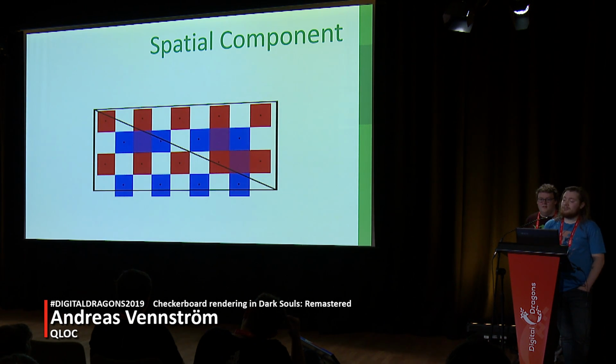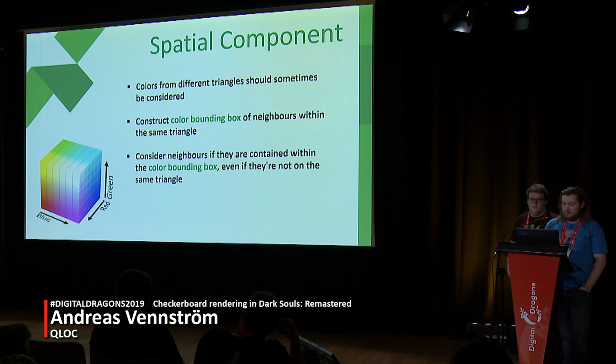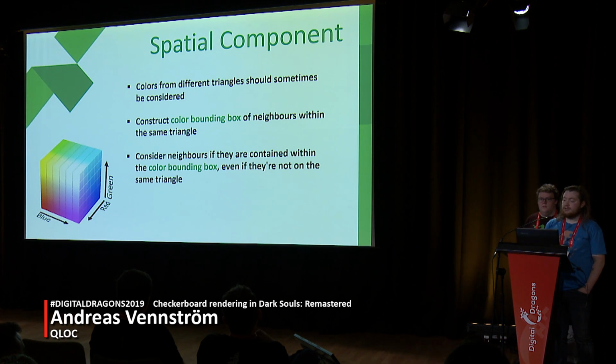Because we strictly follow the rule of matching triangle IDs, this will give us a false hard edge along this object, even though the rendered color on either side wouldn't produce that edge. So the problem is that we sometimes want contribution from neighbors who are not necessarily inside the same triangle as the missing sample. This can be resolved by constructing a color bounding box of all neighbors within that triangle, and then testing whether the remaining samples are contained within that bounding box. And just to clarify, this is a bounding box of the neighbors' colors rather than their coordinates.